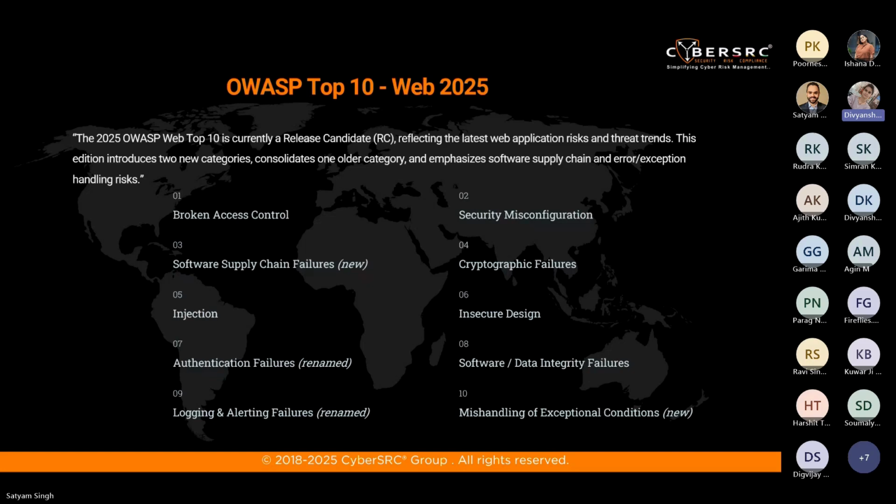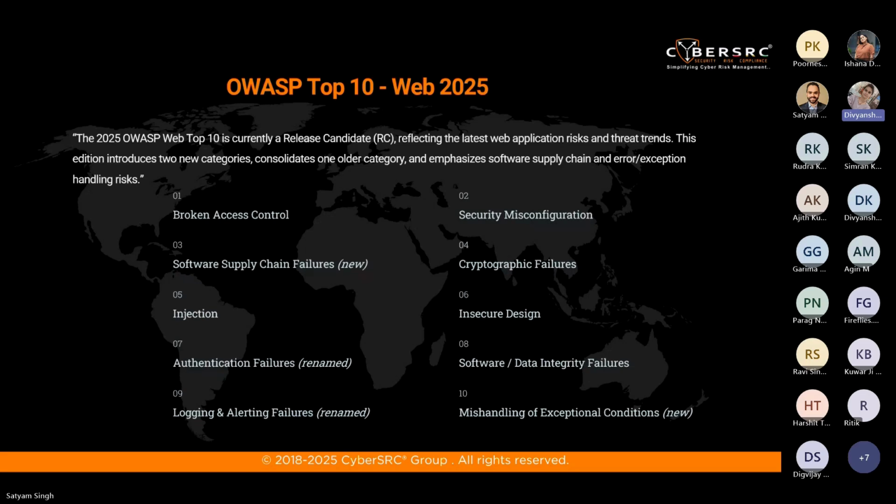What does that mean? It is a nearly final version based on global data, community feedback, and threat research. This update reflects how the modern web landscape has evolved, especially with cloud native applications, supply chain dependencies, and more complex architecture. Let me walk you through the top 10 categories in the 2025 list.